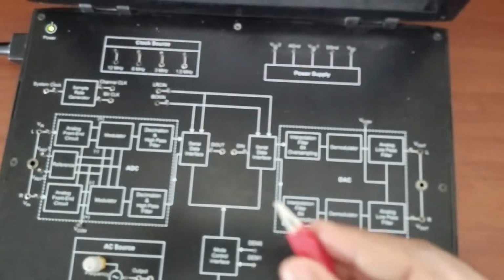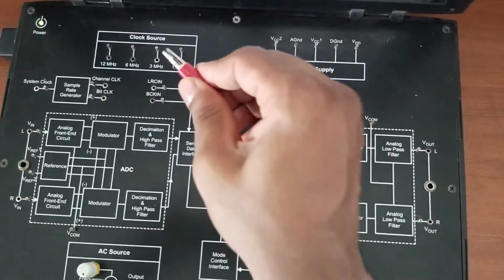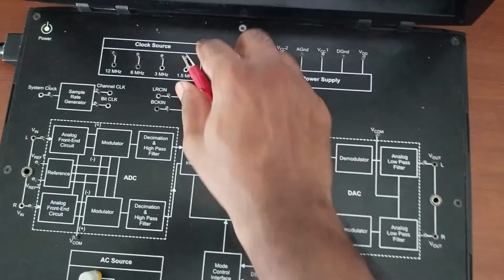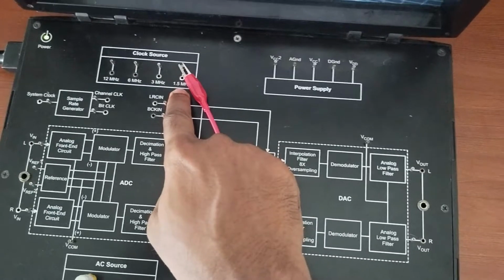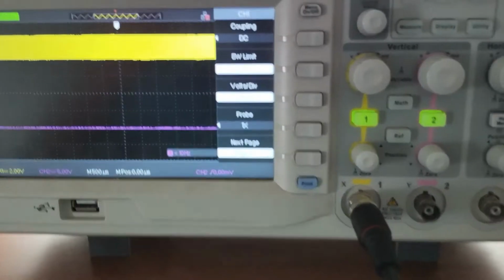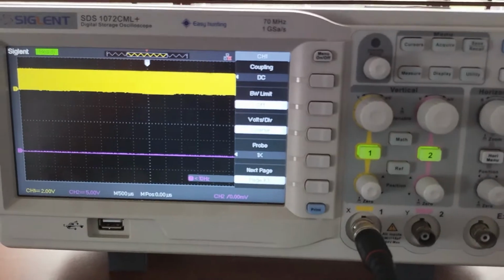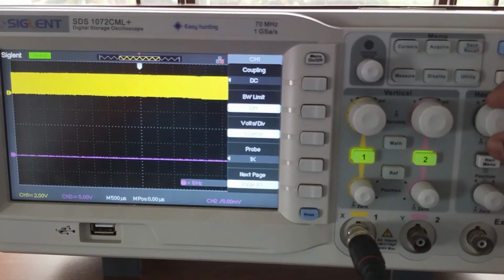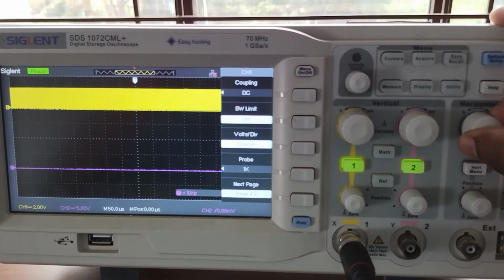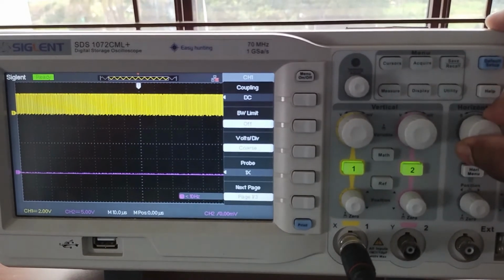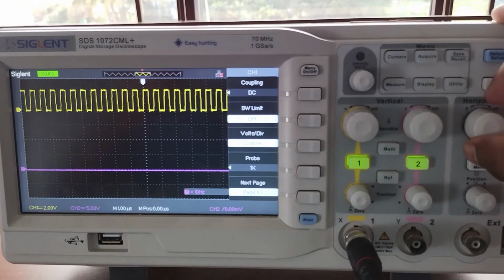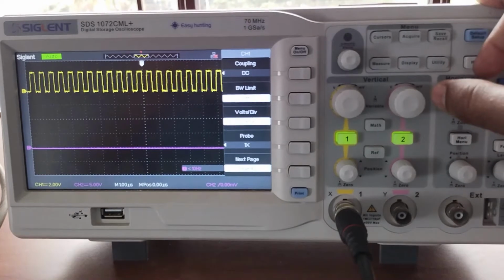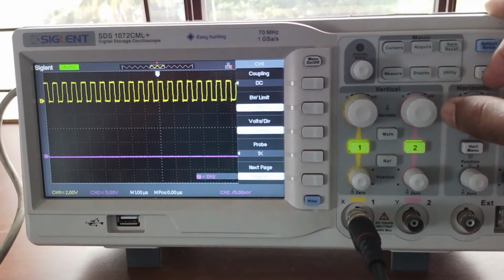To observe the output of the 1.5 megahertz, I am connecting the CRO positive knob to this 1.5 megahertz clock source. This will give the signal on the CRO. To understand this pulse signal, change the horizontal knob. It will give the pulse formation of the clock signal. So this is the 1.5 megahertz clock signal.